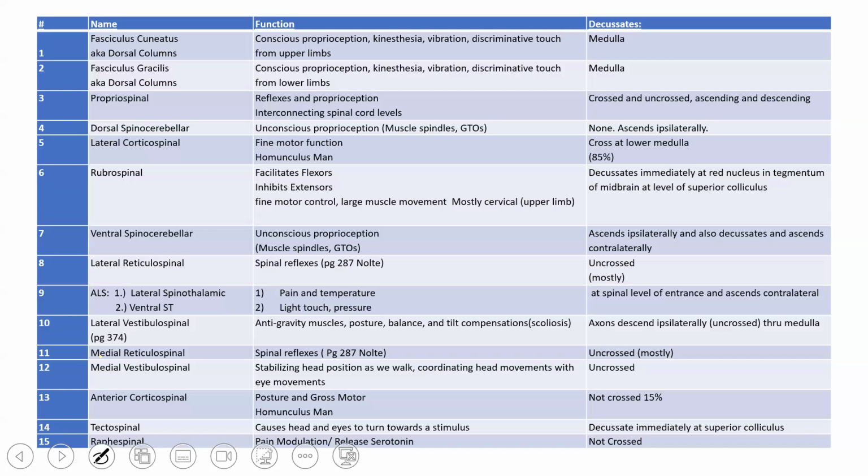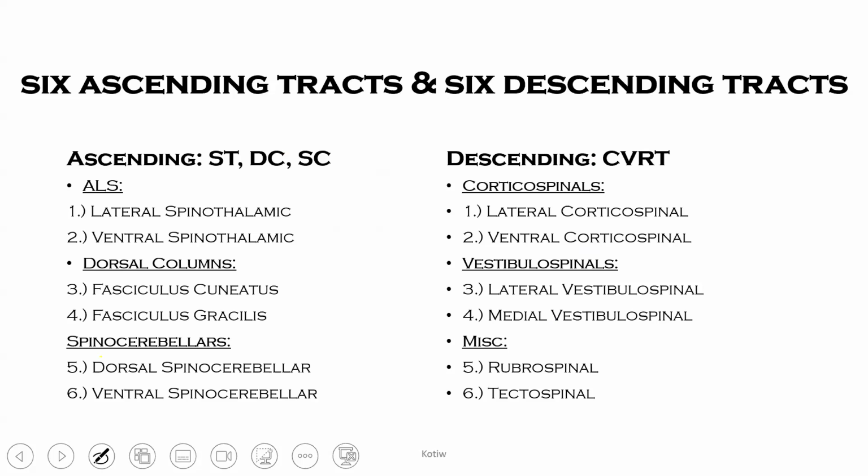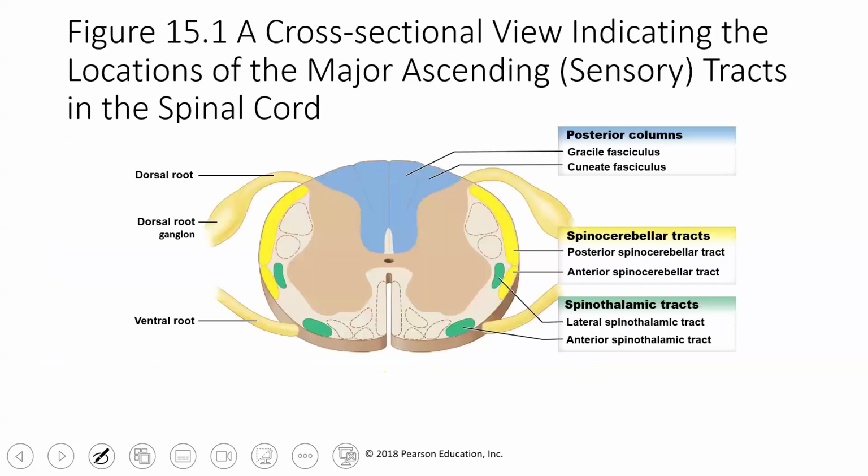It might be a difficult page to look at first, but it might be an easier page to look at when you're studying later. We're going to look at these tracks right here. So we're going to look at some of these tracks that go up or ascend, and then some of these tracks here that descend. So figure 15.1 in your book gives you a nice clear picture here.